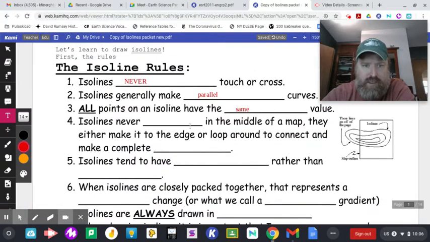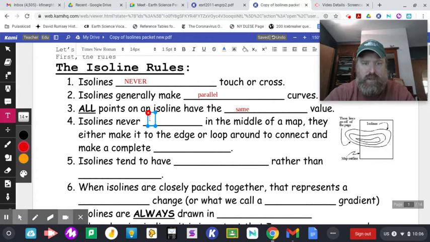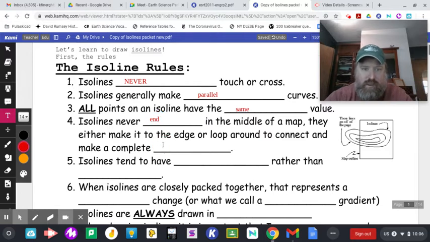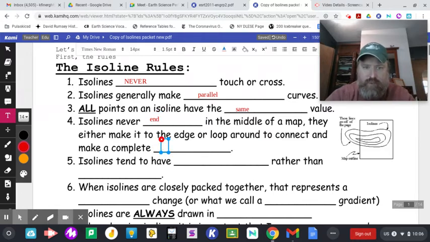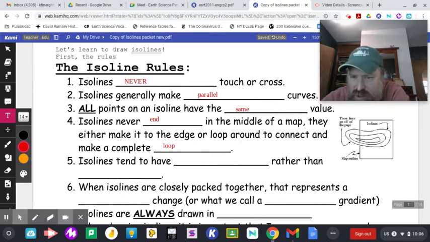All right. Isolines never end in the middle of a map. You either have to make it to the edge or loop around to make a complete loop. To make a loop is kind of awkwardly worded, but you get the point. So there's going to be times where maybe a line goes off the edge of the map, and in our heads, we're going to be clever enough to know without drawing it that sometimes the data goes off the map and comes back on. You would only need to see what's in this box on the map, but the values might do that.